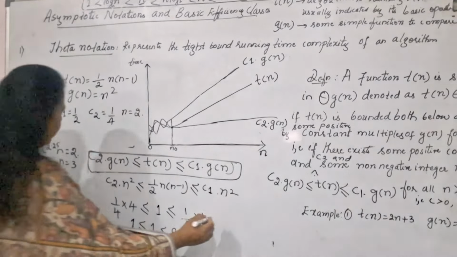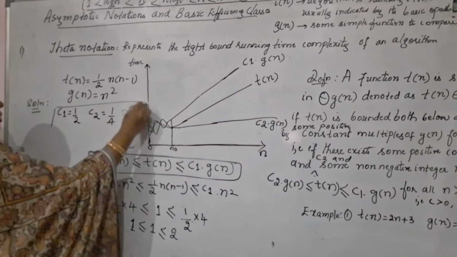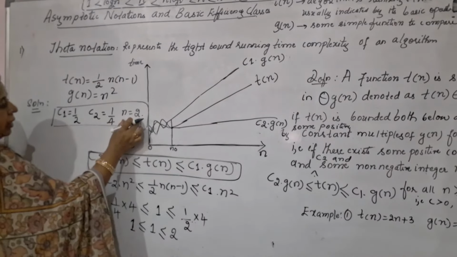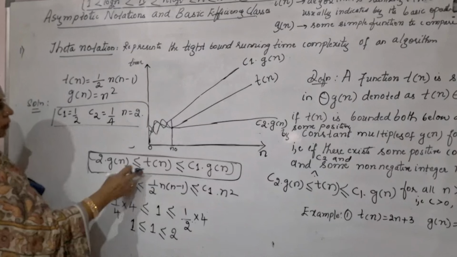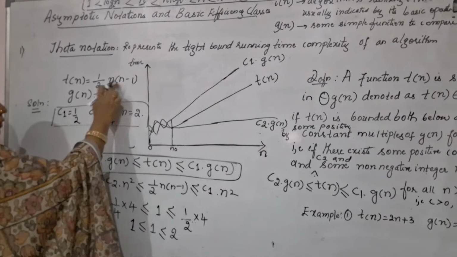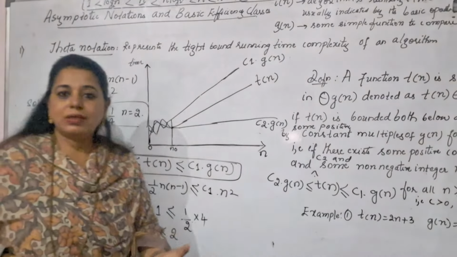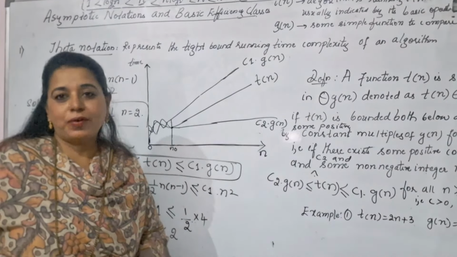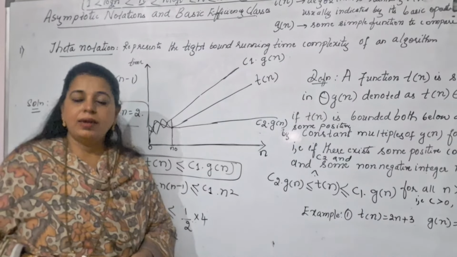So in this case, finally, what are the values? Here itself I had written the solution. So for values of C1 equal to 1 by 2, C2 equal to 1 by 4, n equal to 2, this equation will hold good for a given T of n equal to half into n minus 1 and g of n equal to n square. I have just tried my best to make you get an idea how to decide the values for C1 and C2. This was just an additional example for the theta notation.